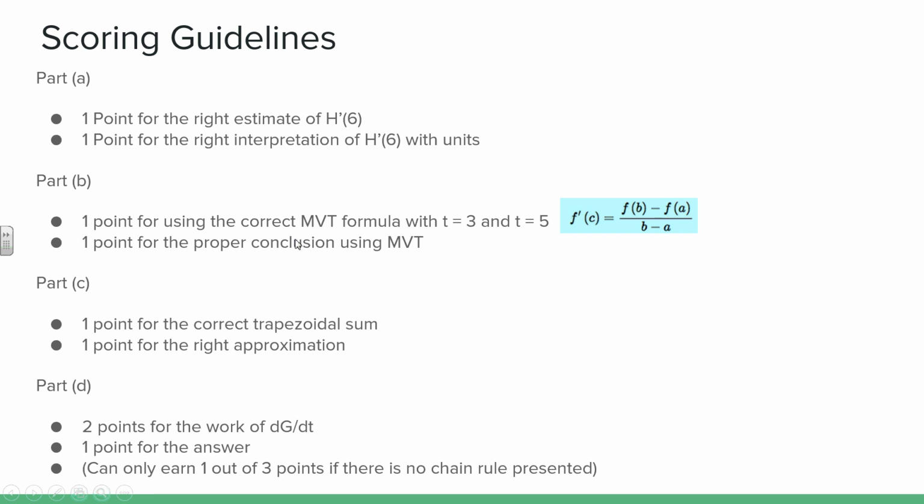So that would be your full sentence with the continuity and differentiability and making it clear. In part C, you get 1 point for using the trapezoid sum, and then 1 point for the right overall answer. So that's including the 1/8. In part D, you got 2 points for showing dg/dt, like I did just a minute ago with you guys, and you got 1 point for the answer. If for some reason you forgot the chain rule when you were finding the derivative, you could only earn 1 out of the 3 points, even if you got the right answer.